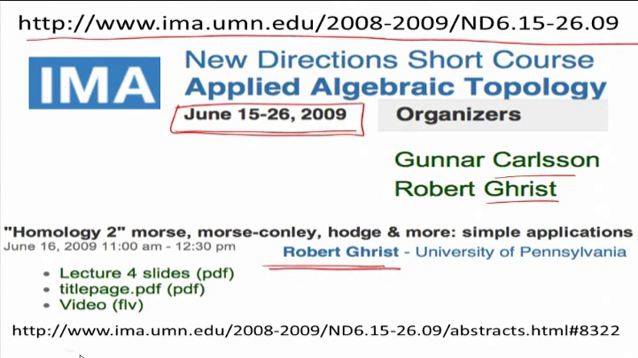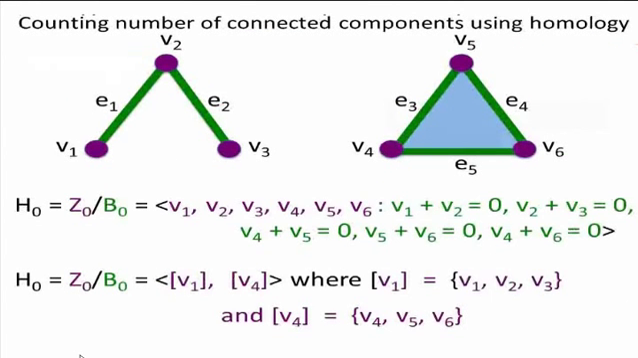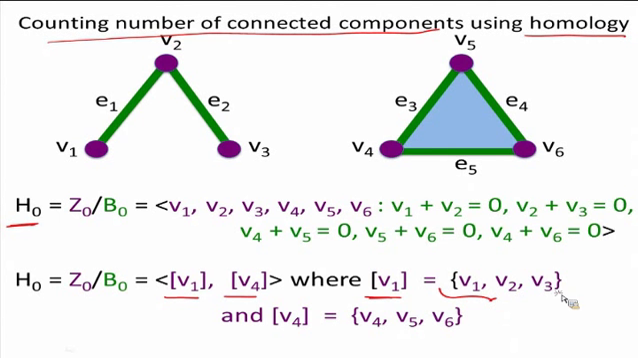Okay. So let's now go back to computing homology. Just to review what we did last time, we counted the number of connected components using the zeroth homology, so using H0. And to do that, we basically said we will use the vertices to represent the components. So V1 could represent all the other vertices that it's connected to. V4 could represent all the other vertices it's connected to. And so we can use the vertices to represent the components.